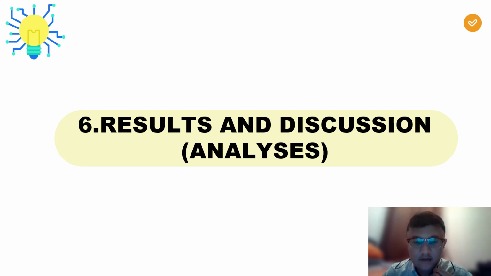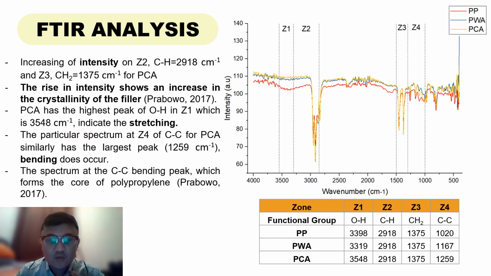Results and discussion for the analysis. The first one is FTIR analysis. Functional group is divided into 4 zones. Although there are no changes in peak for CH in zone 2 and CH2 in zone 3, the intensity is increasing for PCA. Prabowo 2017 said the rise in intensity shows an increase in the crystallinity of the filler.